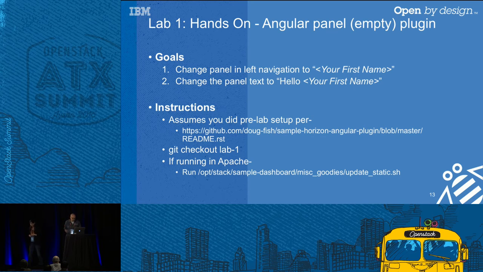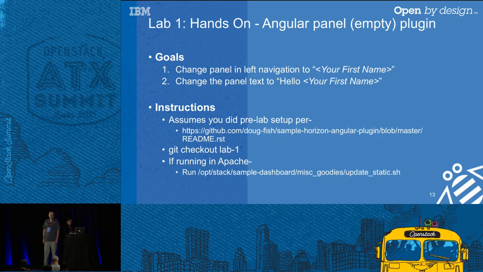So Martin has asked a good question. What I'm saying is to do git checkout lab one, you should cd into where the code has been checked out with the instructions. And so that would be under opt stack sample_dashboard. Yeah, sample underscore dashboard. So change to that directory, this is where the plugin code lives. And go ahead and do git checkout lab one. Thanks, Martin.